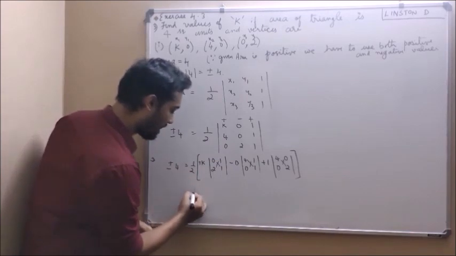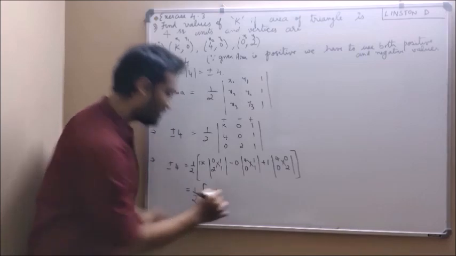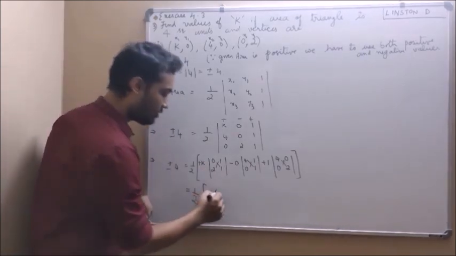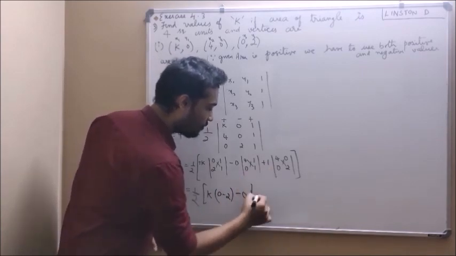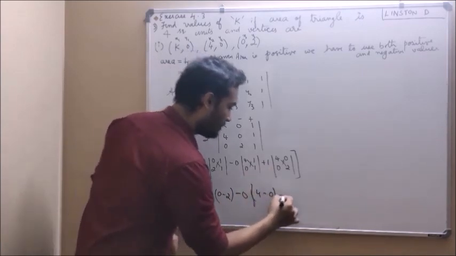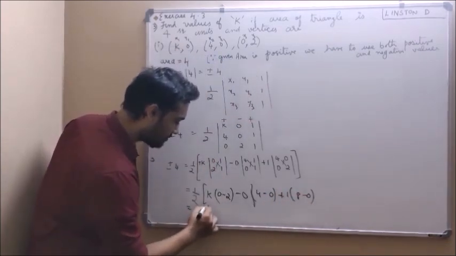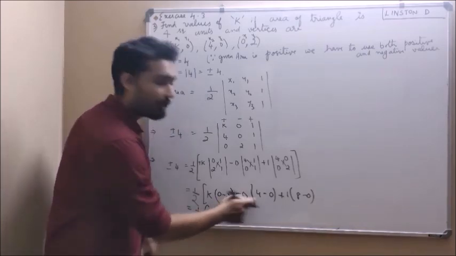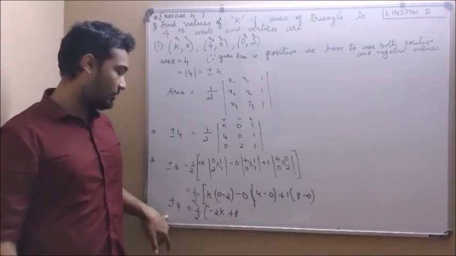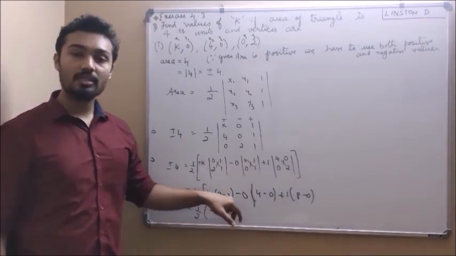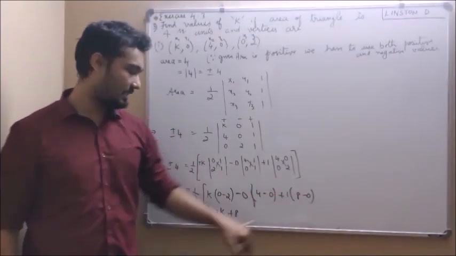So this is equal to half k into 0 into 1, 0, 0 minus 2 minus 0, 4 minus 0 plus 1, 4 to the 8 minus 0. So this is half into minus 2k, 0 and anything is 0, plus 8, plus or minus 4 equal to half into k into minus 2 is minus 2k, 0 and anything is 0, plus 1 into 8 is 8.